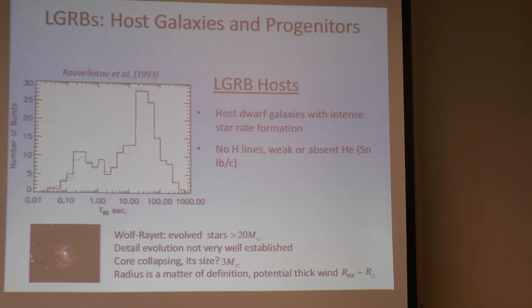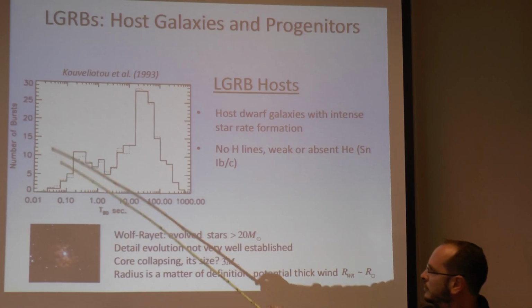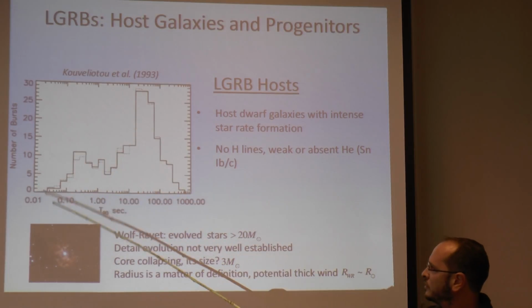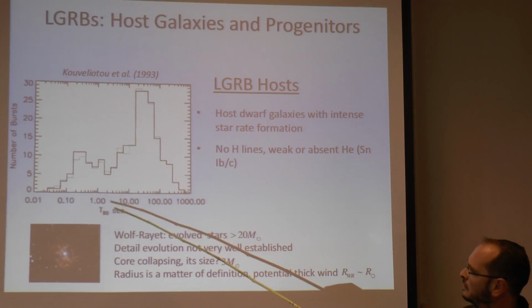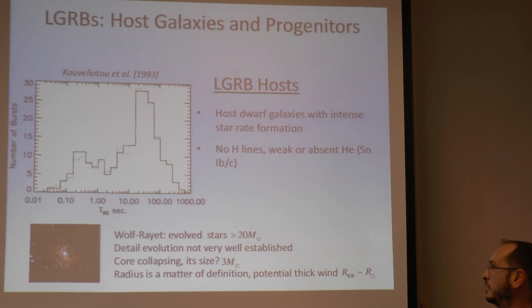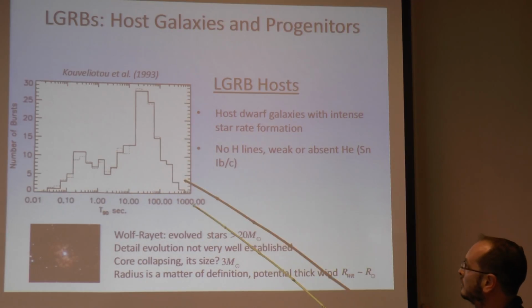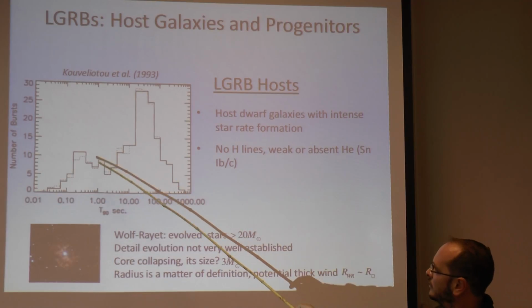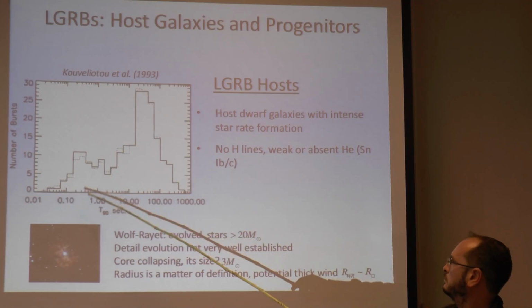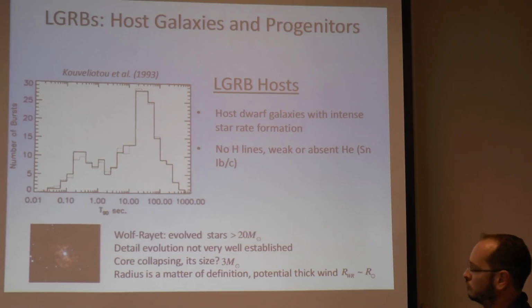For their host, in '93, even with primitive data from the Compton Observatory, Kouveliotou made a very simple study, and she plotted the population, the number of bursts, as a function of their duration. T90 is their duration. She found that their distribution has two peaks, one close to 1 second or half a second, and one close to 20 seconds.